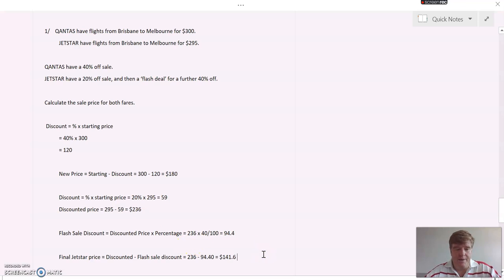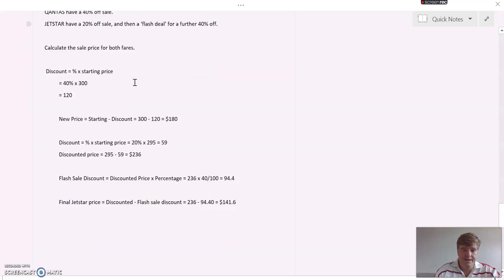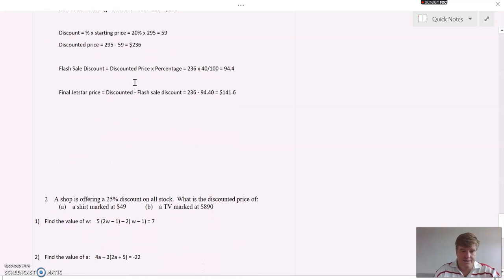Very important to remember that we've got to do this first discount and then it's 40% of the discount. We can't just add the two discounts together and take 60% off that Jetstar fare. That's the first question there.